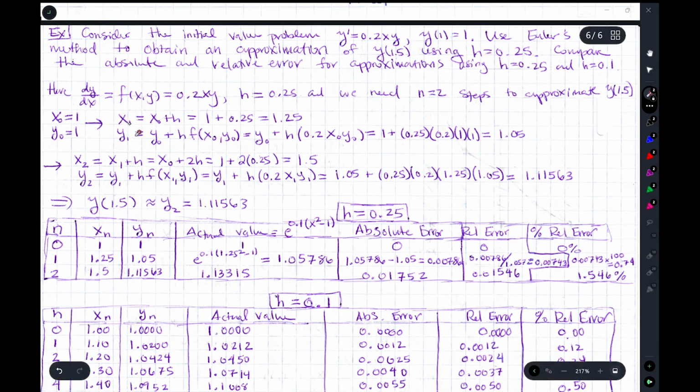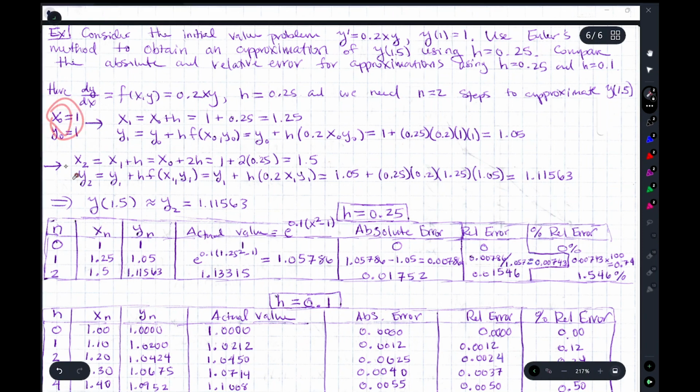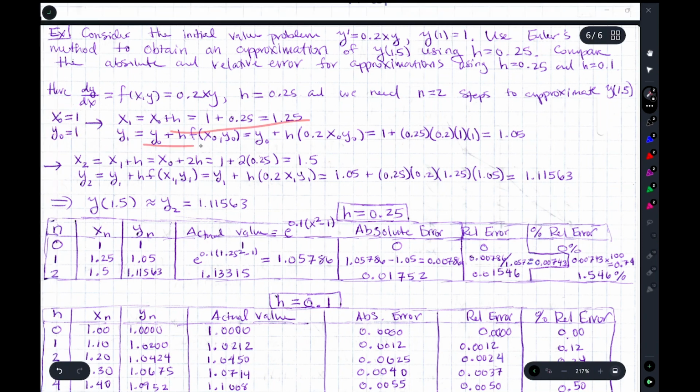Okay, similar to above, the same sort of algorithm that we have above. Again, n equals 2 steps because we want to jump from 1 to 1.5, going in steps of 0.25. These are our initial conditions. This is the algorithm. At y1, which is at 1.25, you get 1.05, and then at 1.5 you get 1.11563. So y at 1.5 is approximately equal to this.